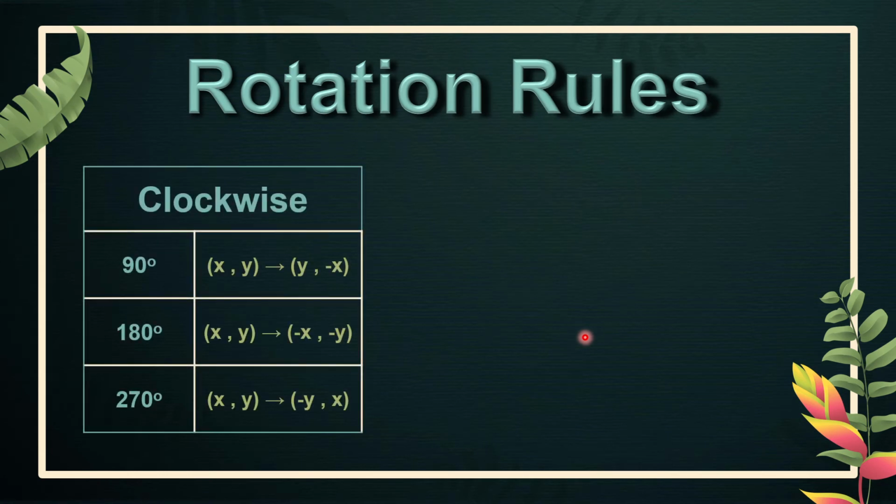Rotation rules. For the coordinate plane, if you want to rotate clockwise by 90 degrees, you take the y value and put it in the x's value place, and invert the value of x. So it will be y and negative x. For 180 rotation, we will not exchange anything. We'll keep the x and y as they are, but we will only invert the values. It will be negative x and negative y. For the 270, it will be negative y and x.